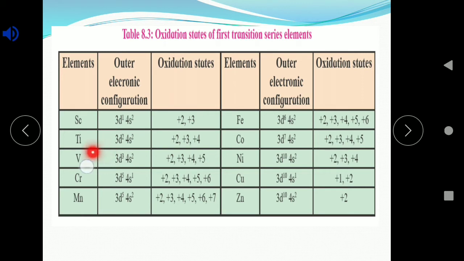Titanium, atomic number 22, last shell 4s has 2 electrons, and subshell 3d, the penultimate shell, has 2 electrons. Now, if 2 electrons of 4s are donated only, then it will show plus 2. D has 5 orbitals with 2 unpaired electrons in the case of titanium, so those 2 electrons can be donated one by one. If one electron is donated from D, it will form plus 3, and if both the electrons are donated from D, then it will form plus 4.